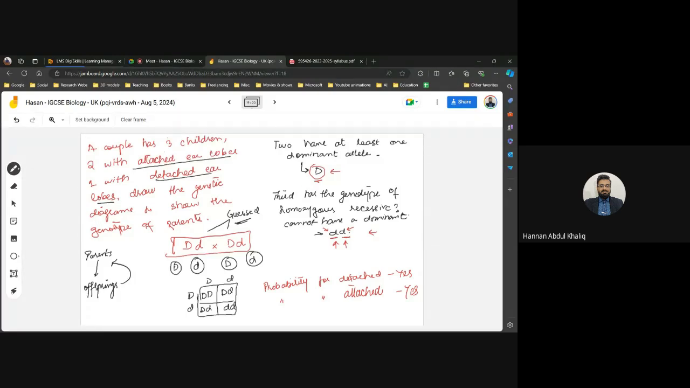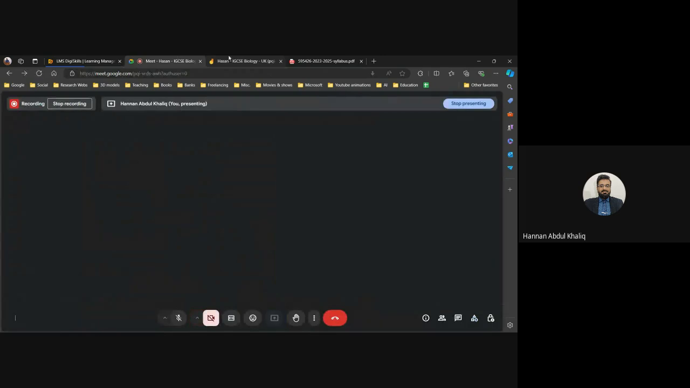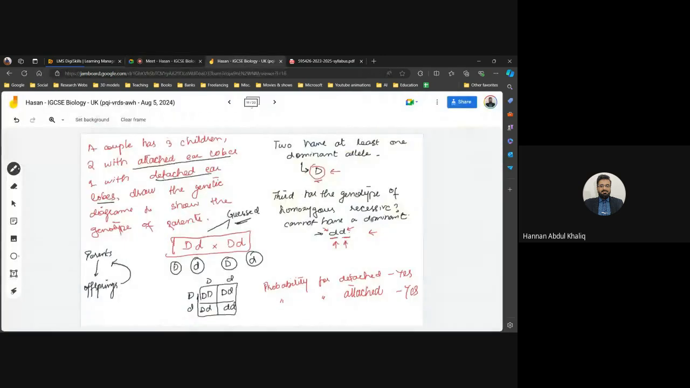Now, when we try to know the pattern or the genotype of the parents, we need to move in reverse. How? We prefer a person who is showing the recessive phenotype. Obviously, if a person is showing the recessive phenotype, it means that person has both recessive alleles, or both lowercase.